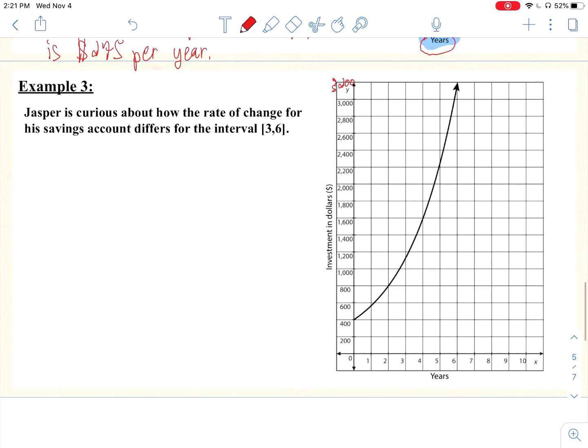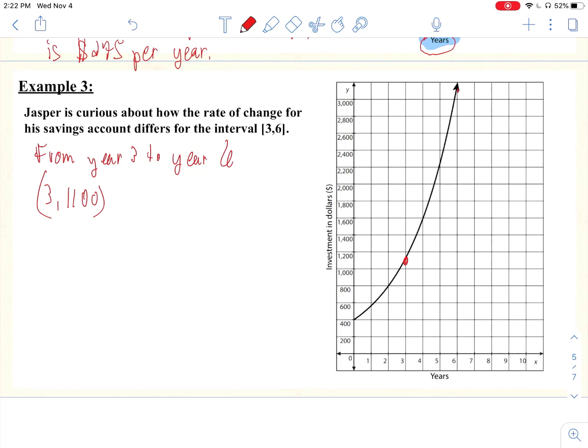Example 3. Jasper is curious about how the rate of change for his savings account differs for the interval from 3 to 6. So what we're looking at is from year 3 to year 6 this time. We're dealing with the same graph from our previous example. They want to know our interval from 3 to 6. So at 3, we know we're at 1,100 because of our last example.